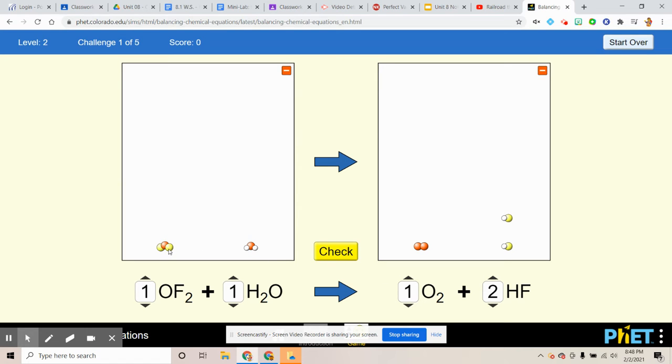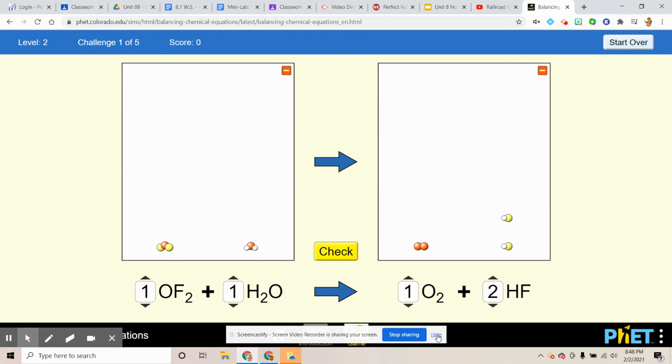Now we have 1, 2 fluorines, 1, 2 fluorines. The little red guys are oxygens. We have 1, 2 oxygens. We have 1, 2 oxygens. We have two little white hydrogens right here. 1, 2 hydrogens. 1, 2 hydrogens. So take a look. This is a balanced chemical reaction. We would call this chemical reaction balanced.